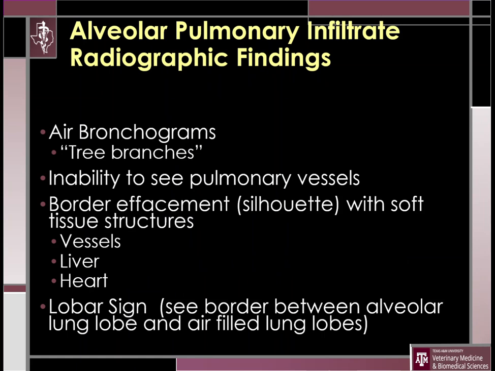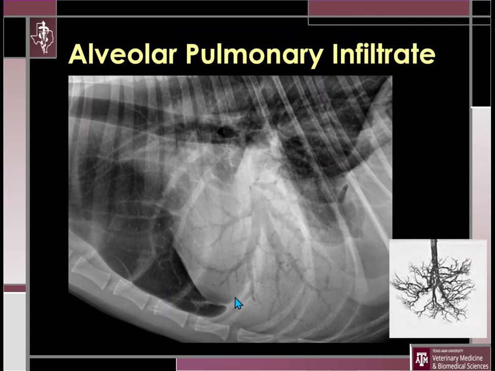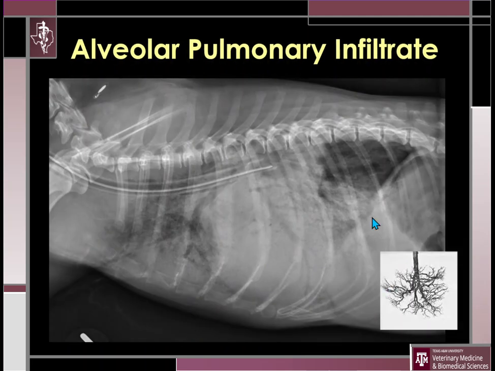So radiographically, with an alveolar pattern, you'll have those branching trees or air bronchograms, the inability to see the pulmonary vessels. You'll have border effacement or silhouette sign with soft tissue structures like the vessels, the liver, the heart. You may see a lobar sign, which is a border between the alveolar lung lobe and the adjacent air-filled lung lobes. Here's that alveolar pattern. Again, it looks like that branching tree with a white background. So normal lung versus this middle lung lobe has an alveolar pattern.